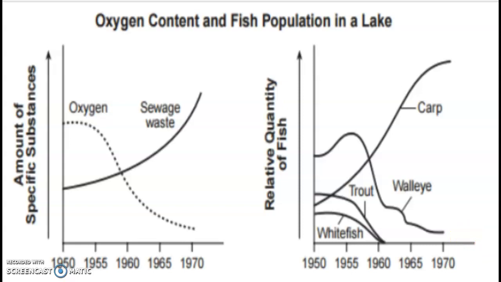So when we look at graphs and charts, it's really important to look at the titles and we look for patterns and trends. You're going to be asked many times to draw a conclusion. So in this case, if I look at this, I can conclude that carp can survive in lower oxygen levels and higher quantities of sewage. However, the walleye could not survive with the oxygen decreased and the sewage increased. That's a conclusion I can make based on the trends of the graph.